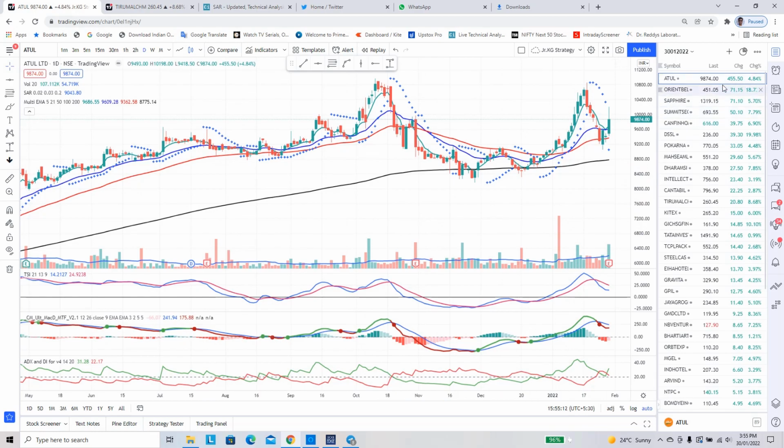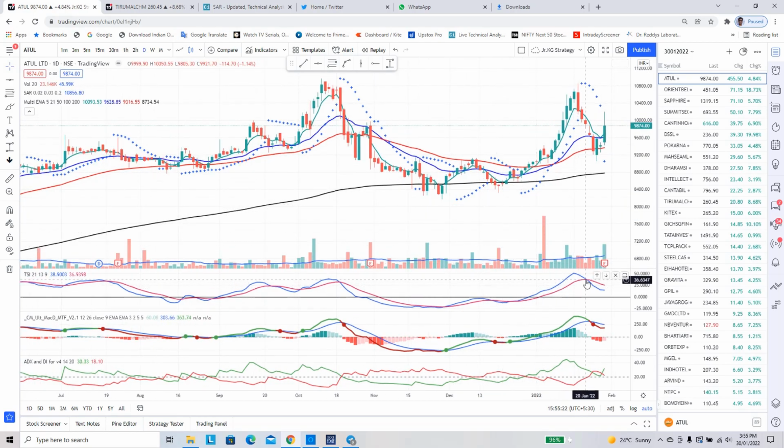So if you see the first stock, which is Atul, fantastic. This is the first day and it has given you the buy signal on the parabolic SAR, but still the TSI has not given the buy signal. That is basically the MACD. When the MACD crossover happens, this TSI will also give you the buy signal. So you can just put this stock in a watch list and wait for this crossover to happen.